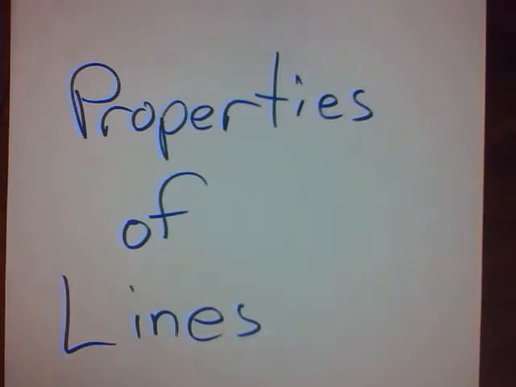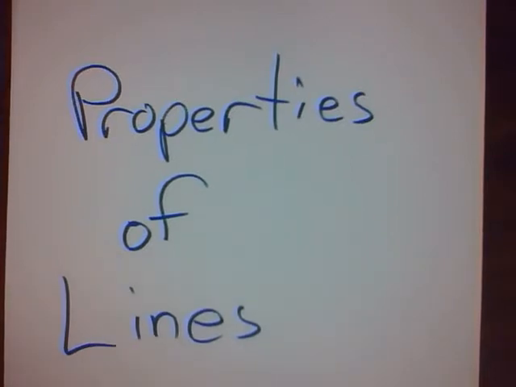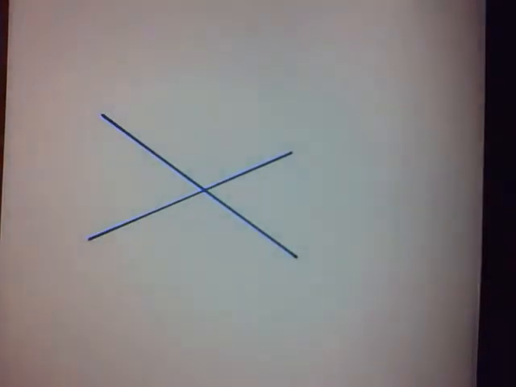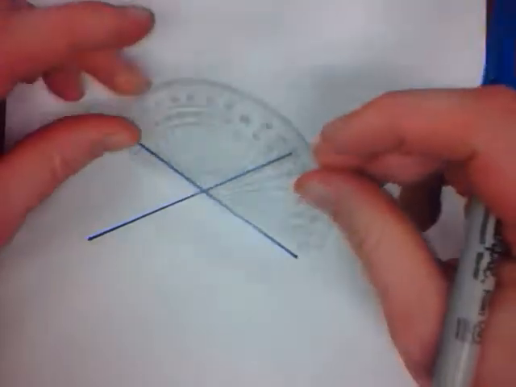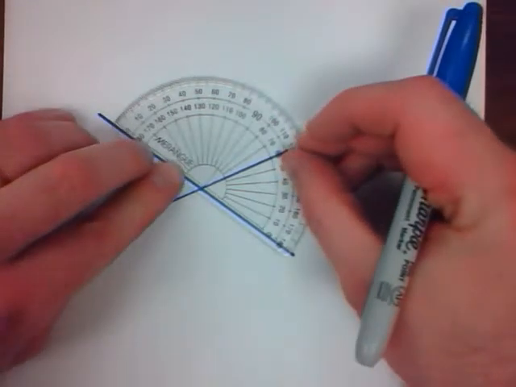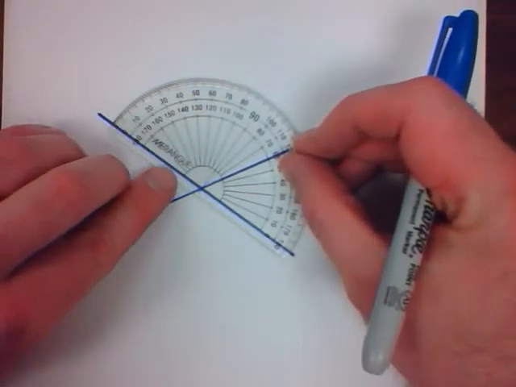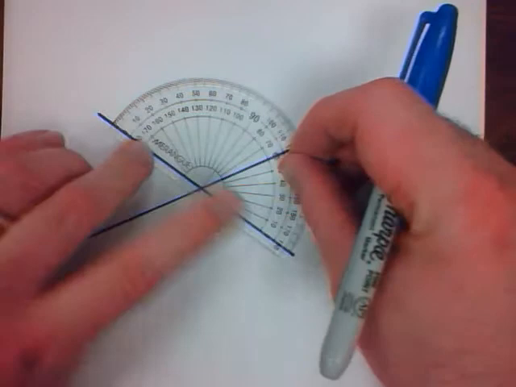In this session, we're looking at the properties of lines. If I take two lines and I cross them like this, something interesting happens. Let me demonstrate. I'm going to take my protractor, and I'm going to do a little bit of measuring.